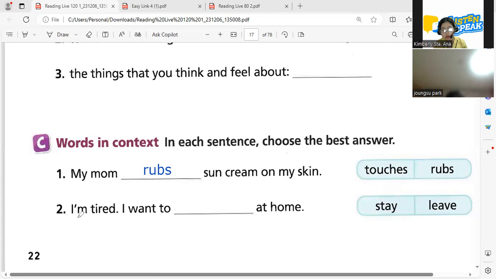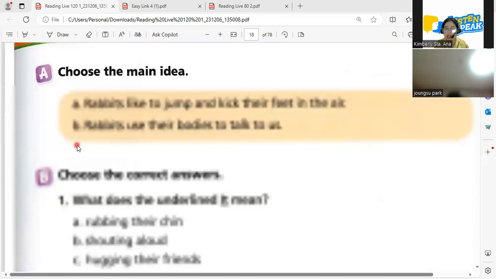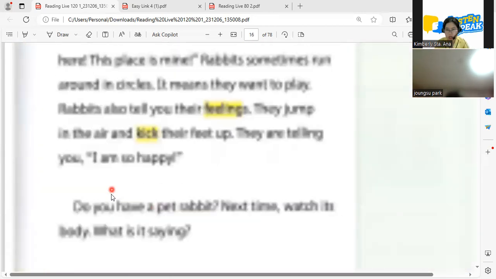I'm tired. I want to stay at home. Very good. I want to stay at home. That is another correct answer. You're doing such a good job. Okay, Jimin, we are done with this and you got all the correct answers. Thank you. Now we're ready to read the story, okay?